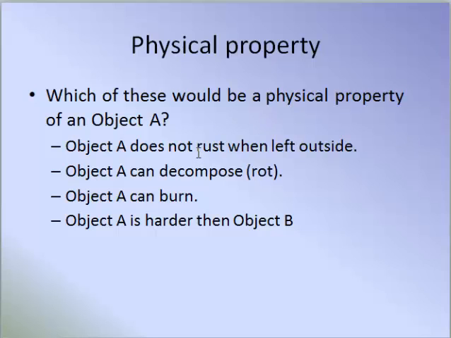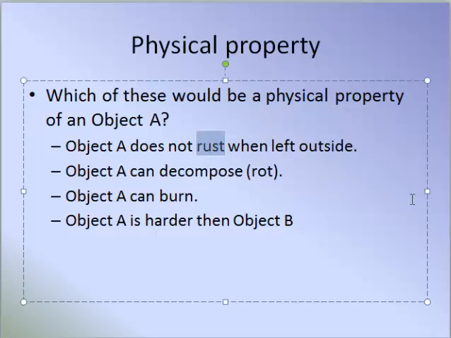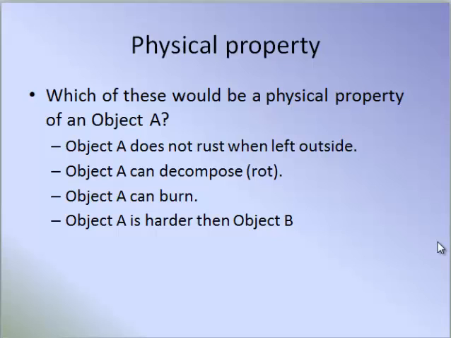So we know if something rusts, you can't get that part back. Once it's rusted, it's going to stay rusted, so we can get rid of the first one. And same thing if something decomposes, or if something rots, you can't get that item back. Once it decomposes, it's gone. And same thing if you catch something on fire, if you burn something, you cannot get it back. However, you can touch object A and see that it's harder than object B. So the answer there is going to be the last one.